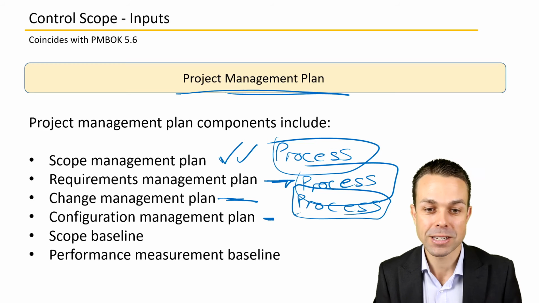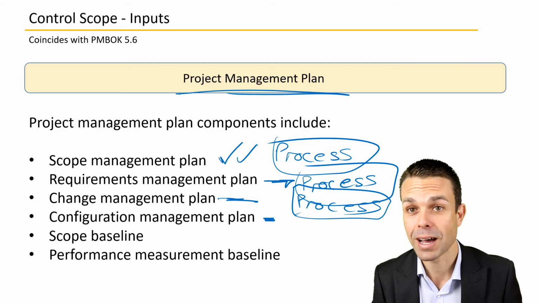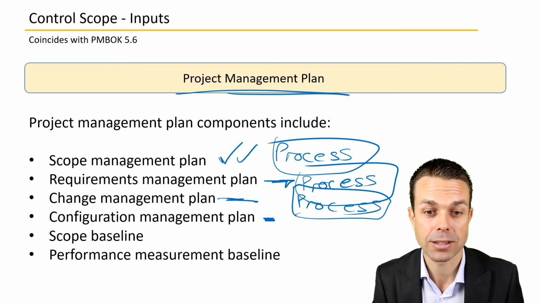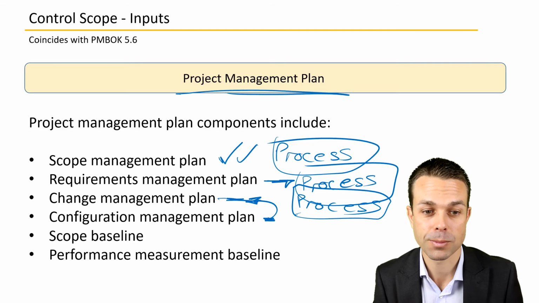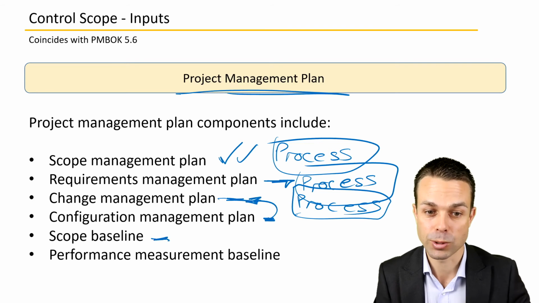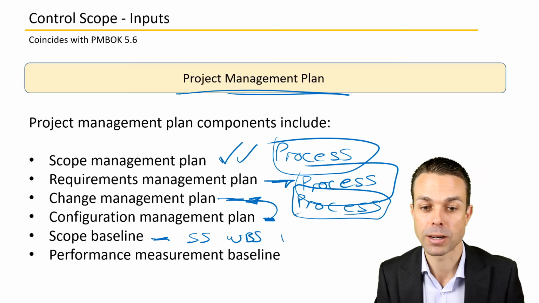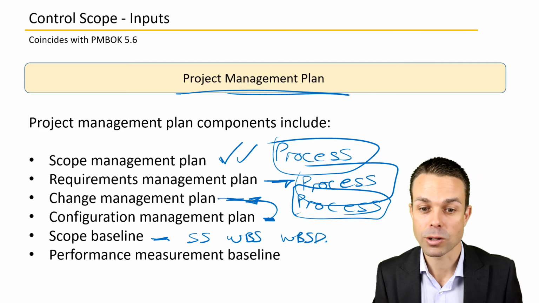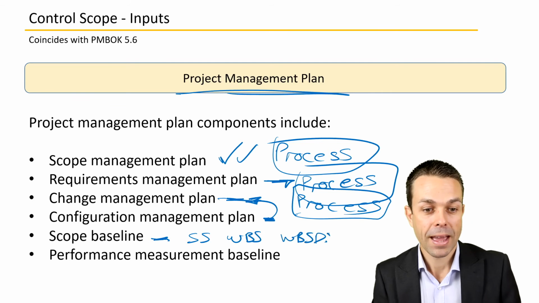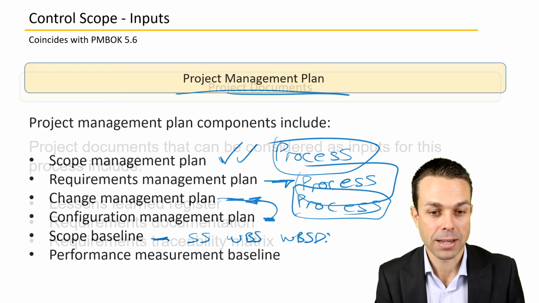The configuration management plan defines what documents are baselined and have to go through that change control process. The scope baseline, which we saw is the scope statement, work breakdown structure, and work breakdown structure dictionary. That's our scope baseline, locked in place at a certain point in time. And the performance measurement baseline.